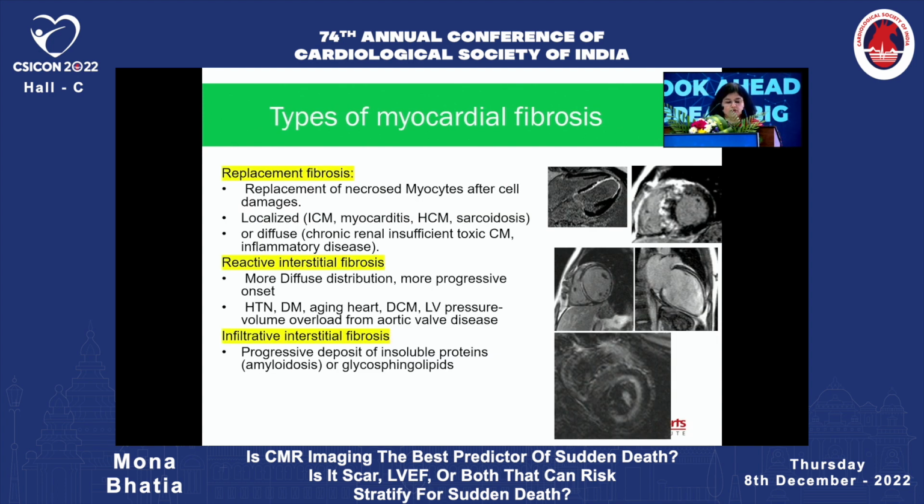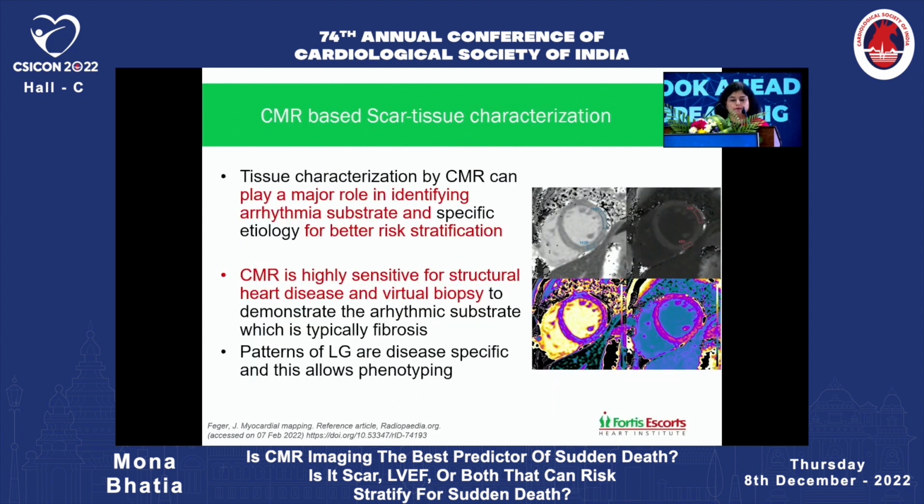The types of fibrosis may be replacement fibrosis, where you might have replacement of necrosed myocytes after cell damage, or you might have a reactive interstitial fibrosis, which is more diffuse, and this is seen in the hypertensives, the diabetics, and in aging hearts. And then you have the infiltrative interstitial fibrosis, where you have progressive deposition, particularly in situations such as amyloid. So CMR-based scar tissue characterization is exceedingly important, and Dr. Tauri showed you a lot of cases where he showed you the scars, and this plays a major role in identifying arrhythmia substrate and for better risk stratification.